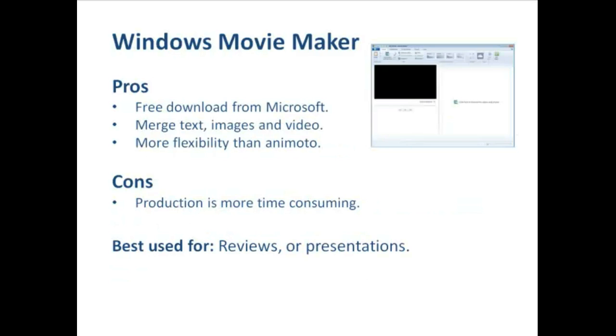Windows Movie Maker is a great free option. The pros are that it's a free download from Microsoft. It allows the merging of text, images, and video to create effectively presentation type videos. There's a lot more flexibility than Animoto, but the one con is that production time can be more consuming. There's a lot more fiddling around with images, text, formatting, and those sorts of things. Windows Movie Maker is a great option for reviews or presentation videos.